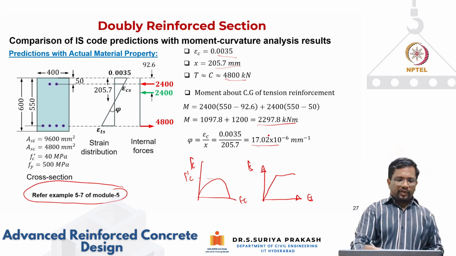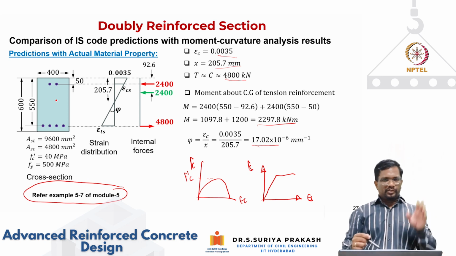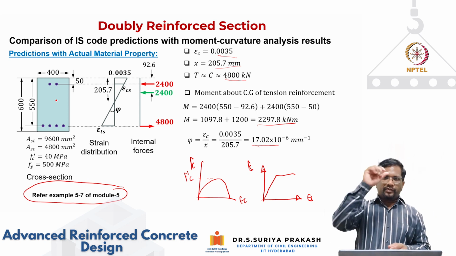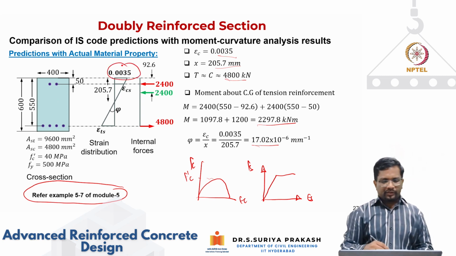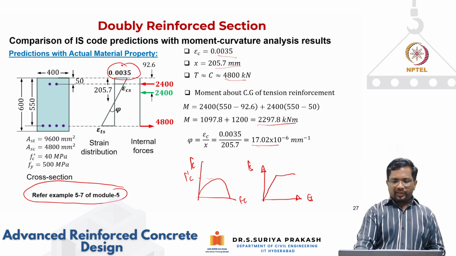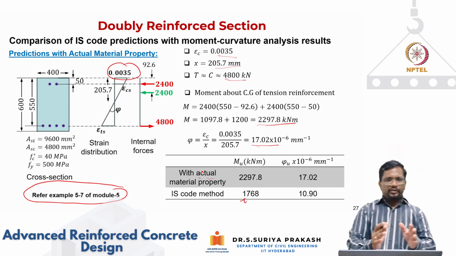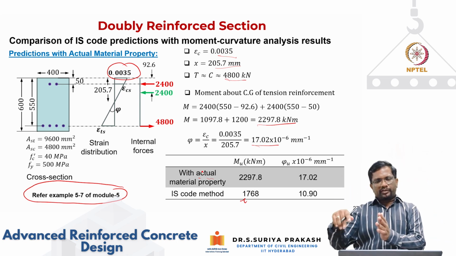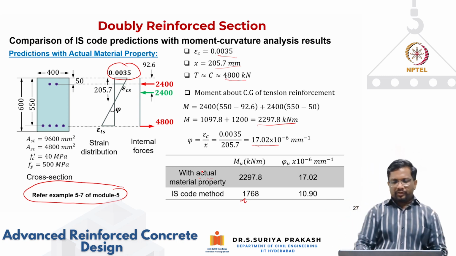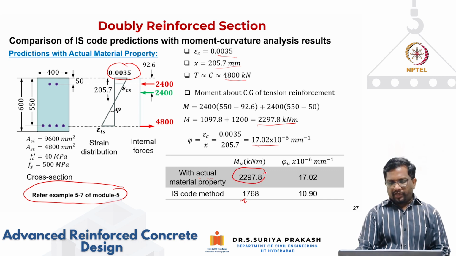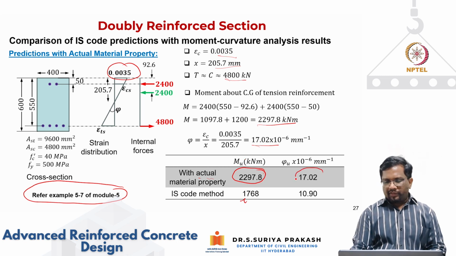Again, these are all values that we already did. You can go back to the previous parts of the module and see how this analysis was done; we did moment curvature analysis for different strains. Here we are showing the calculation only for one point, not the ultimate condition. Now if we compare, same section: one I did using the parabolic stress-strain curve for concrete and elastic perfectly plastic curve for steel, another using the IS code. With actual material properties, I get a moment resistance of 2298 kilonewton meter and a curvature at failure of about 17.